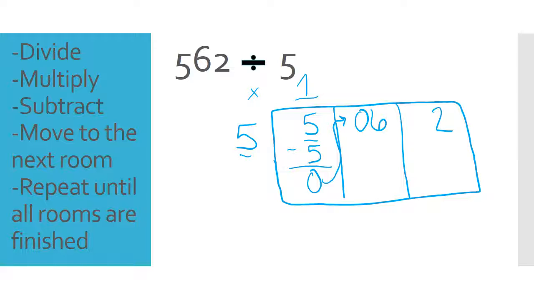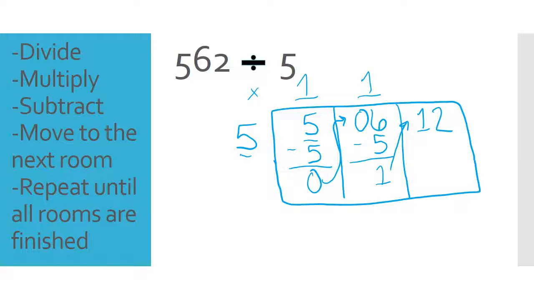How many times does 5 go into 6? 5 goes into 6 just one time because 1 times 5 is 5. I'm going to subtract. 6 minus 5 is 1. And then I'm going to take that 1 up to the other room and make that 2 into a 12. I've got a new number in that room. I'm going to divide the room. I have to divide every room until I'm finished.